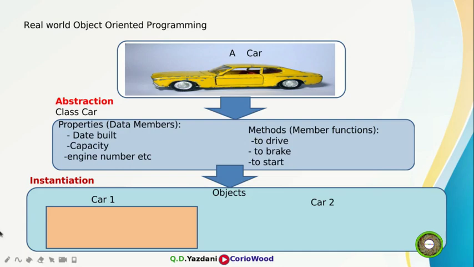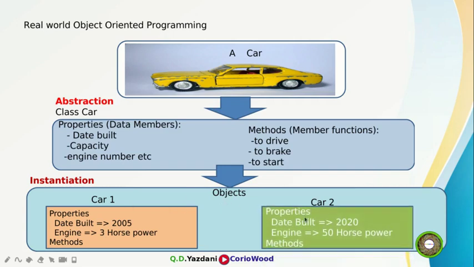And with this class you can instantiate this class. It means you can create a lot of objects that have the same properties, that have the same class. You can do this instantiation. So if class 1 comes in, and you instantiate, say you make another car, same car, but this one built in 2005, the only difference, the engine is 3 horsepower. Say this one is 1 horsepower, this one 3 horsepower, and it has a lot of other methods. You can do class 1, then you can do class 2, which was built in 2020, engine is 50 horsepower, methods whatever.